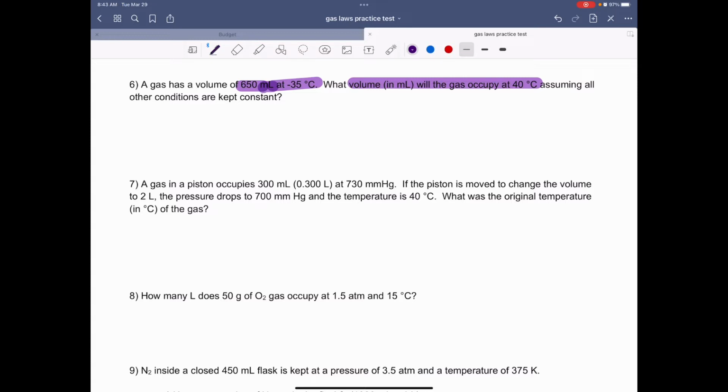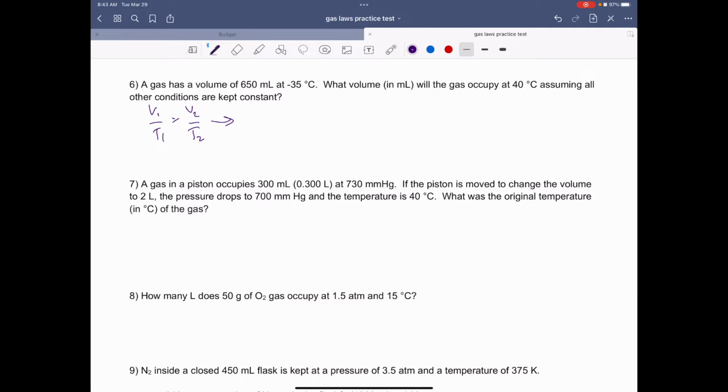I just think to myself, what is the law that covers the relationship between volume and temperature? So V and T. Charles's law. So V1 over T1 equals V2 over T2. Because again, the only thing we're interested in here is the relationship between the volume and the temperature.